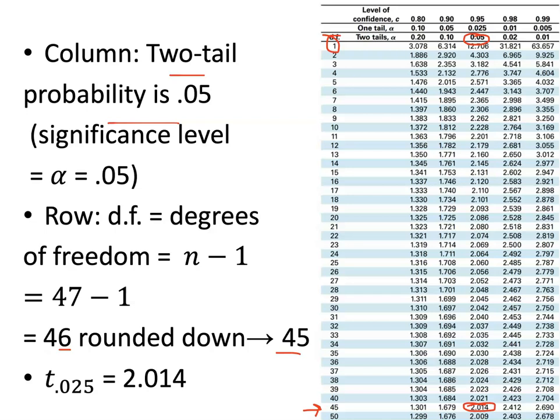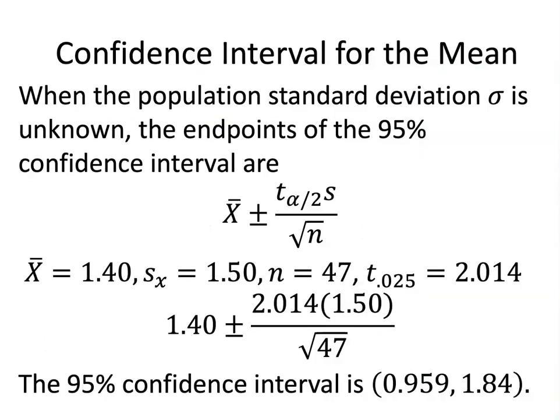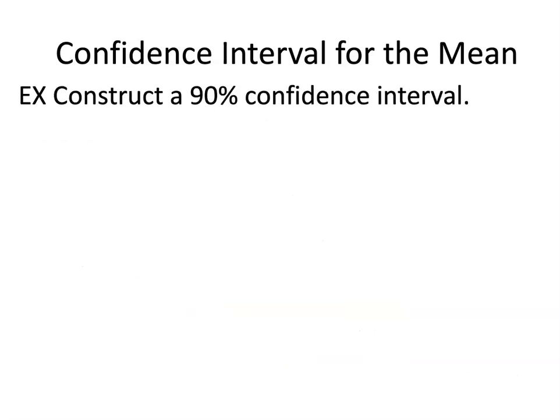That's t sub 0.025. Okay, let's plug in everything. So x bar is 1.40. T sub alpha over 2 is 2.014. S, the standard deviation, is 1.50. And the square root of n is root 47. So it looks like our 95% confidence interval, when you calculate this, is 0.959 to 1.84.